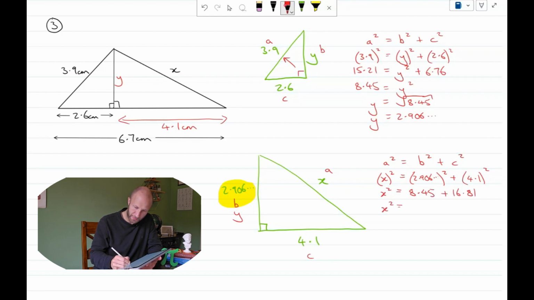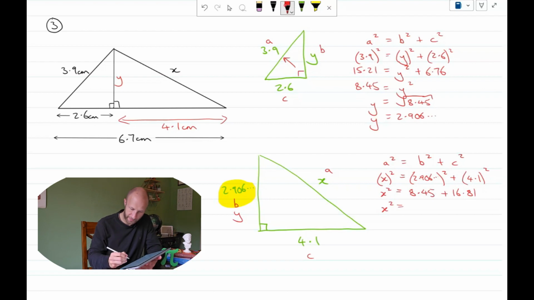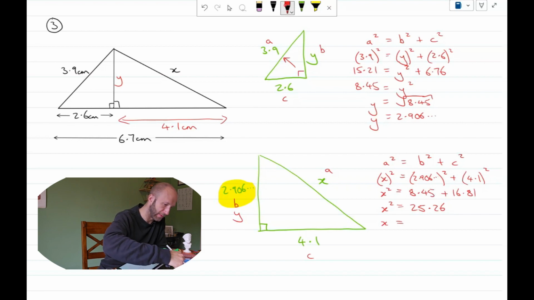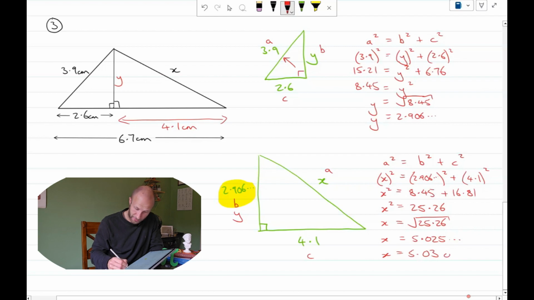And I can solve, so add these two together. So 16.81 plus 8.45, which is 25.26. And then we can square root to get rid of the squared. Root 25.26. And as you get better, you might want to omit that step because it should be obvious if I go from here to here what I've done. And then I can round to 3SF, the 5 rounds the 2 up to a 3, and I will check the units this time, it is centimetres, and it will be 3SF.